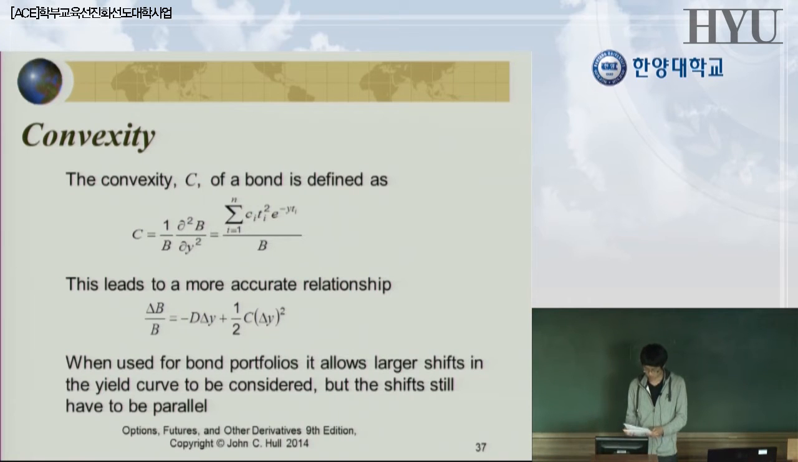The convexity is related to the bond portfolio. When the bond yield changes a lot, two different bond portfolios which have the same duration react differently depending on the convexity. So depending on the convexity, the level of reaction is different.